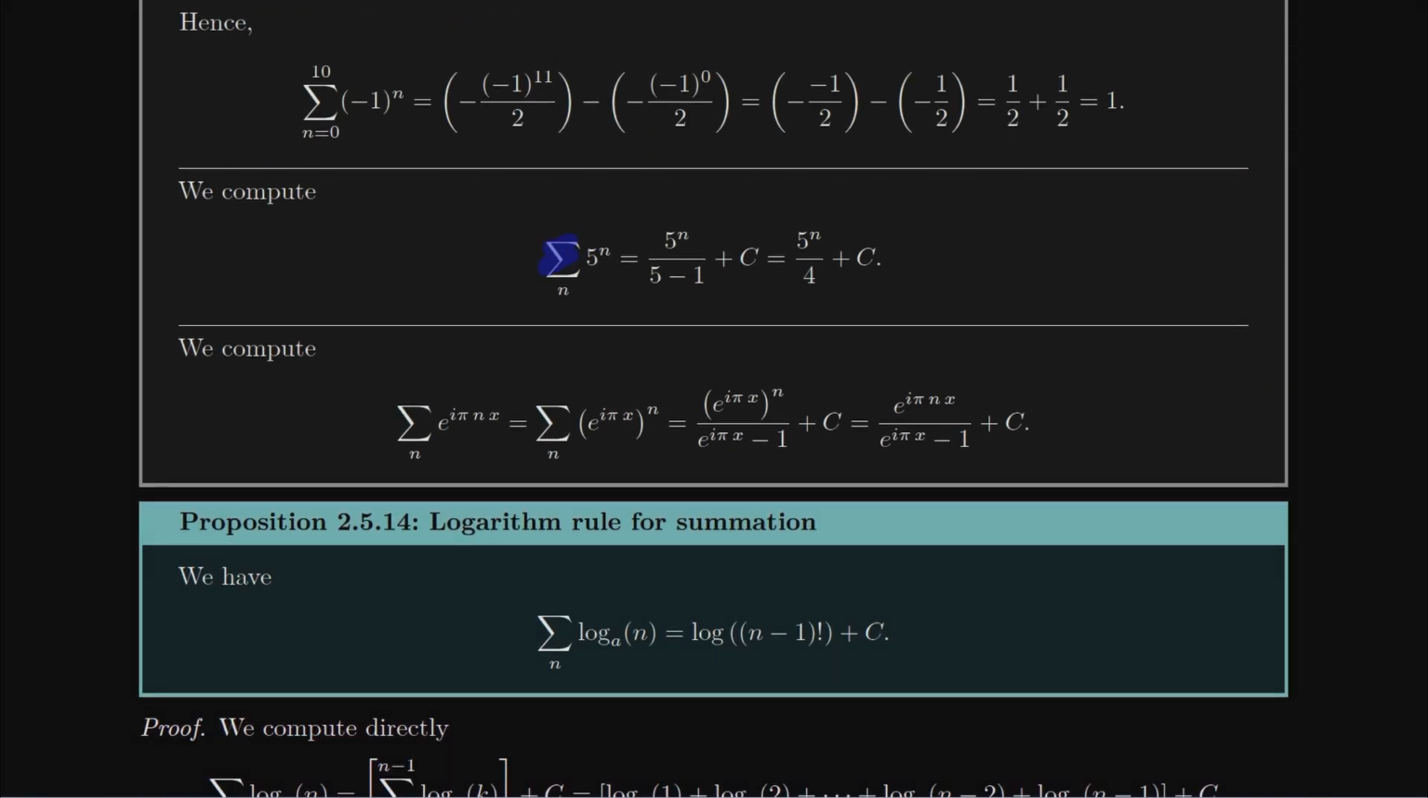I can just do the indefinite sum of 5 to the n as well. That says, hey, my exponential stays the same, this 5 to the n, but I'm going to divide by the base minus 1, so that's going to give me 5 to the n over 4.